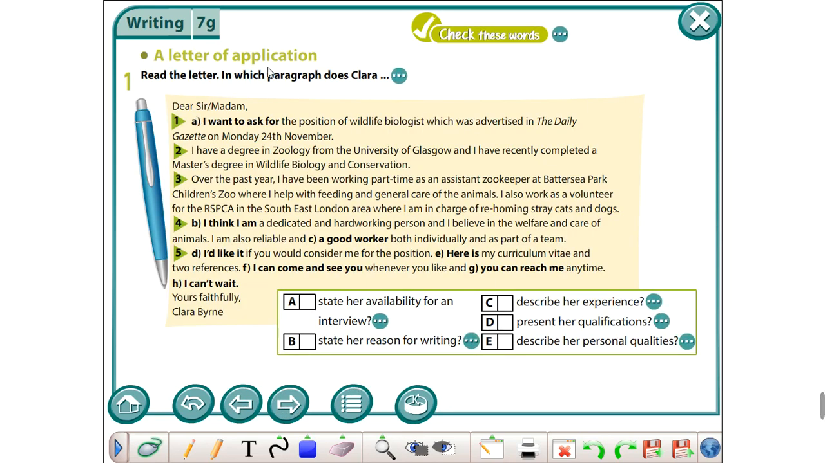So, let's see a letter of application. Let's have a look.